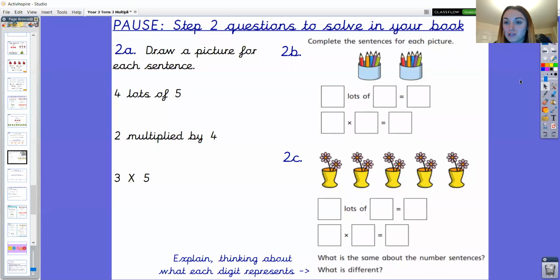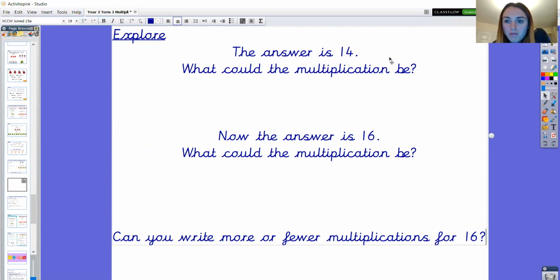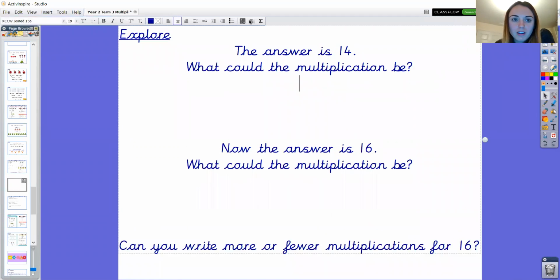Well done, Year 2. You're doing so well this morning. Okay, we're going to move on to exploring step 3 together. So it says the answer is 14. What could the multiplication be? I'm going to start you off Year 2 before I'd like you to explore at home or in the classroom.